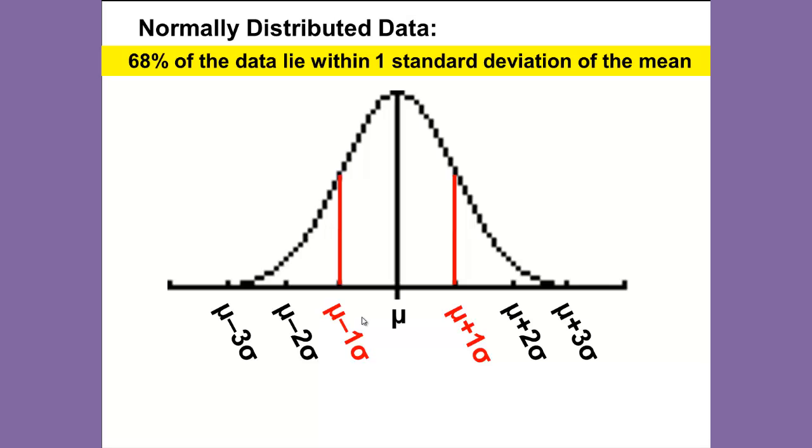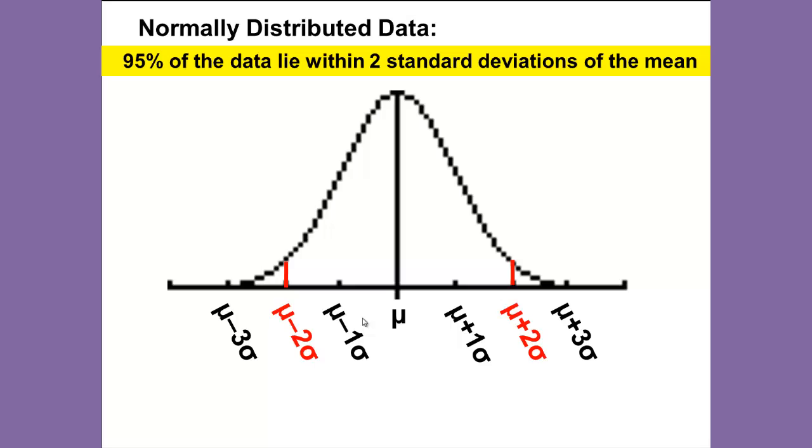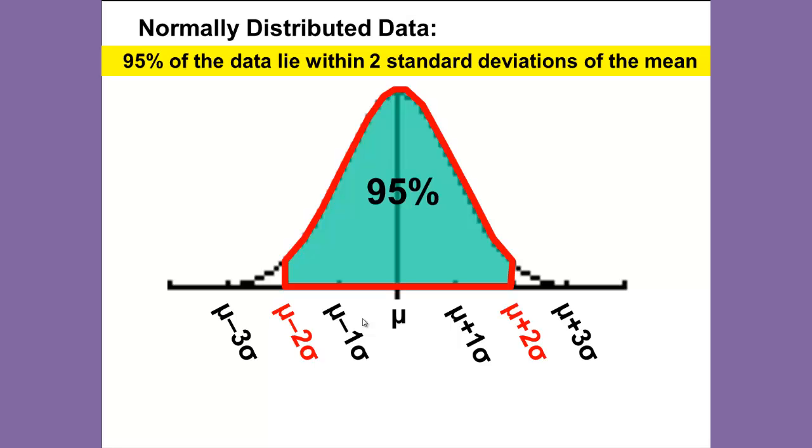68% of the data lie within one standard deviation of the mean. So we would have 68% of the data within one standard deviation of the mean. 95% of the data lie within two standard deviations of the mean. So we have 95% in between two standard deviations.